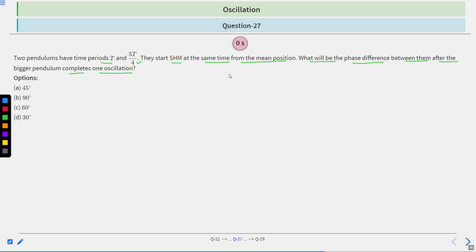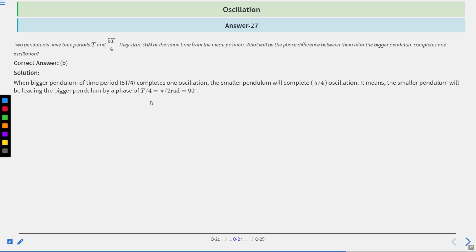Let's find the solution. So these are the time periods T and 5T by 4. When the bigger pendulum of time period 5T by 4 completes one oscillation, the smaller pendulum will complete 5 by 4 oscillation. It means the smaller pendulum will be leading the bigger pendulum by a phase T by 4, which is equal to pi divided by 2 radian.